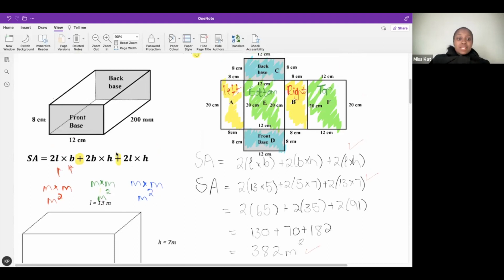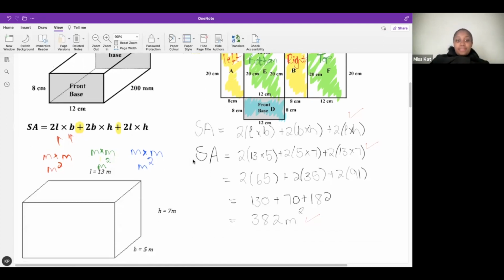I know some people like taking the long route. Like you'll say bottom plus top plus right plus left plus back plus front. You're going to add all of them, then that's fine, as long as you account for all of them.